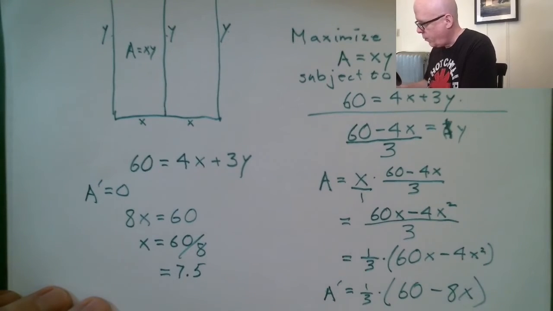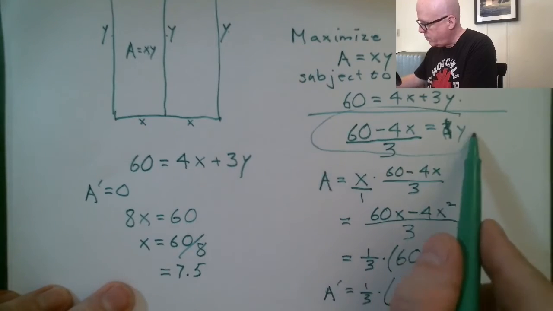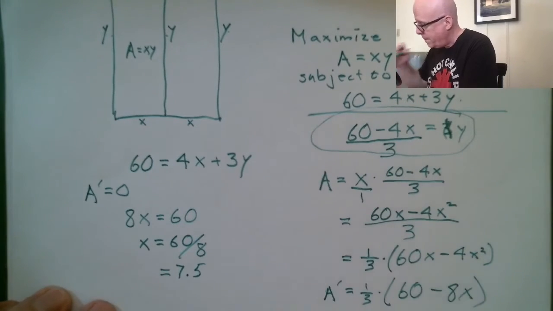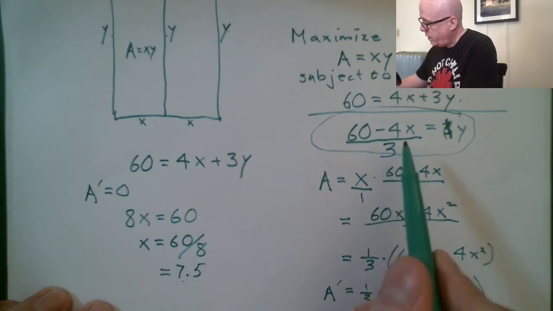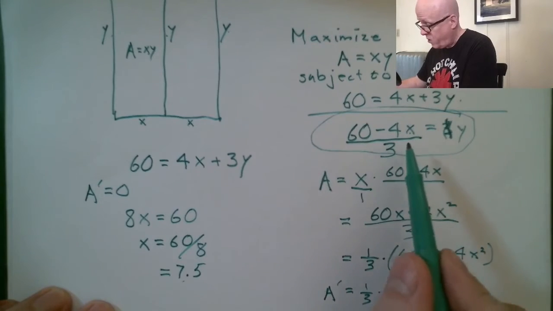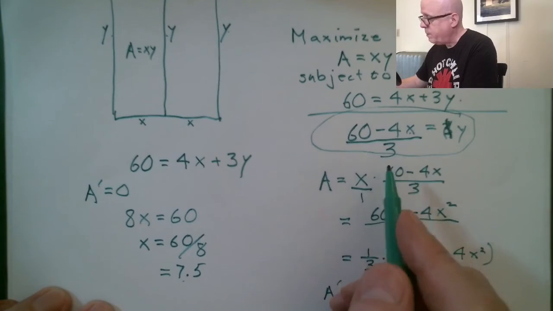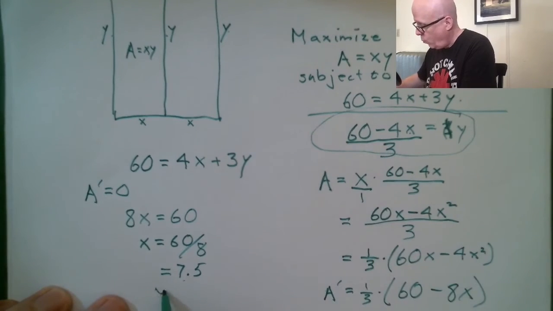Where do we figure y out? See, back at this stage we had a constraint solved for y. So you just need to plug 7.5 into the x right there. 4 times 7.5 is 30. 60 minus 30 is 30. 30 over 3 is 10. So y is equal to 10.